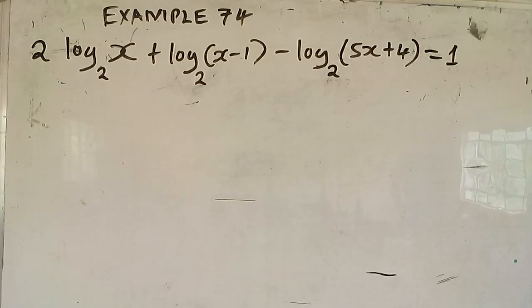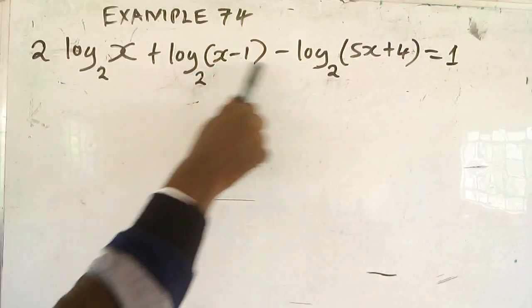So example number 74, solve the following logarithmic equation: 2 log x to base 2 plus log x minus 1 to base 2 minus log 5x plus 4 to base 2 is equal to 1. Here we can use the laws of logarithm because we have base 2, base 2, base 2.